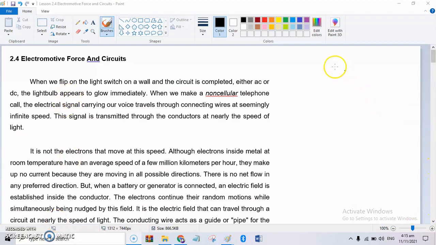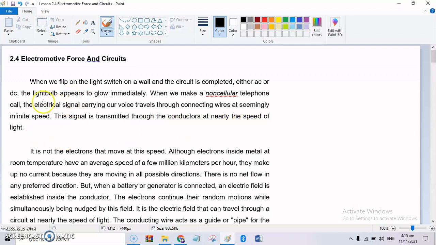Let's continue. 2.3 Electromotive force and circuits. When we flip on the light switch on a wall and the circuit is completed, either AC or DC, the light bulb appears to glow immediately. But when we make a non-cellular telephone call, the electrical signal carrying our voice travels through connecting wires at seemingly infinite speed. This signal is transmitted through the conductors at nearly the speed of light.